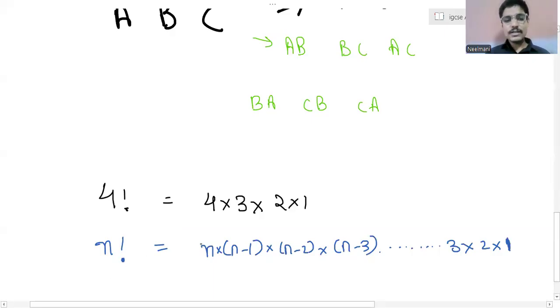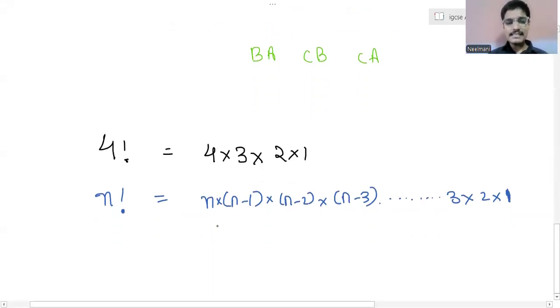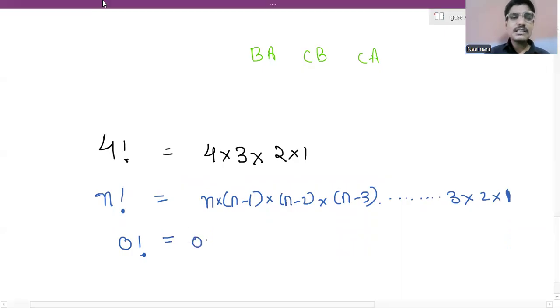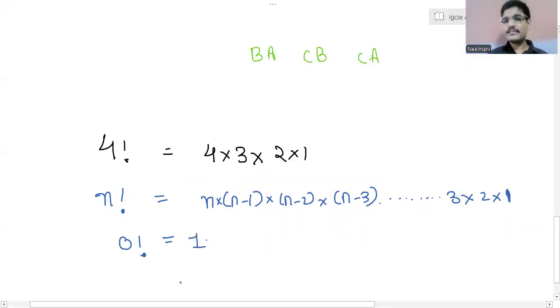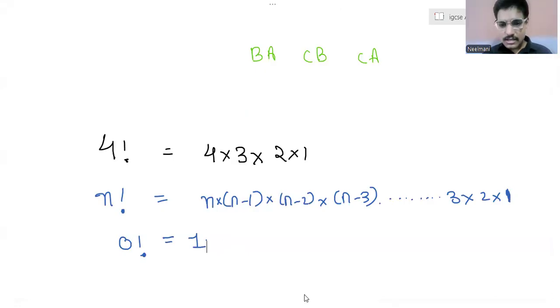That's it. There is one more important thing to note, and that is 0 factorial. So what about 0? We just have to know that 0 factorial is represented by 1. Now there is a proof for it, and we may know this.